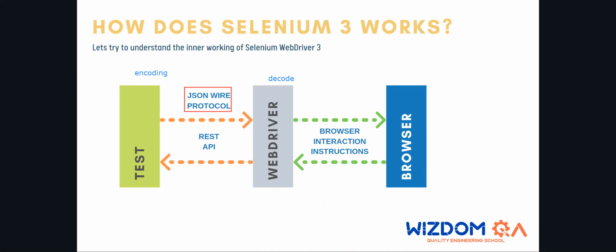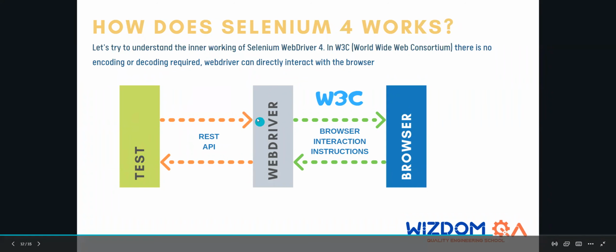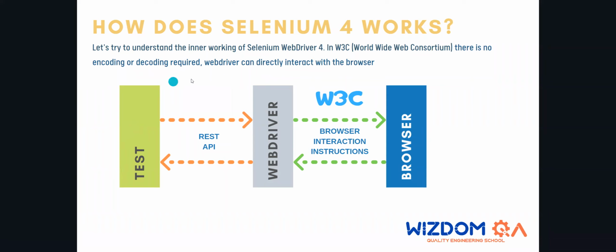Now, things are a little different. Nothing really is going to be different for you as a user. You will still be able to access the same methods and everything is the same. It's just how the architecture has changed that is different. So if you go to the next slide, you will see that here there is no encoding and decoding. We are not really sending any JSON wire protocol thing. We are sending the information in terms of W3C standard.